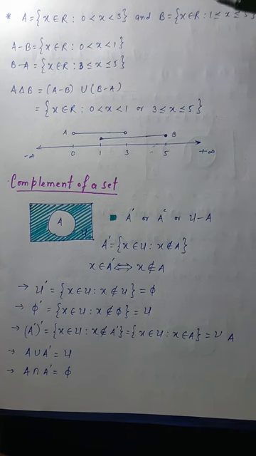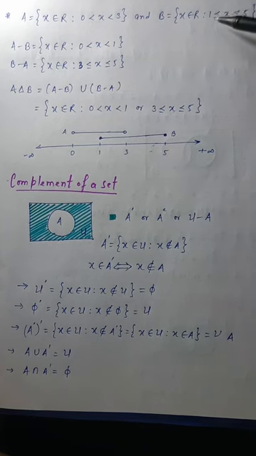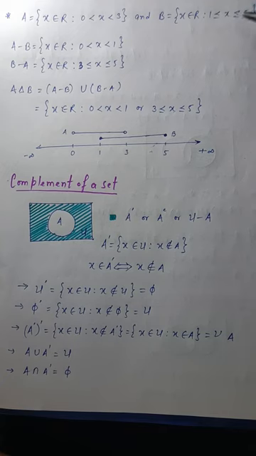And set B is actually a closed interval type and the value of x is from -1 to 5.